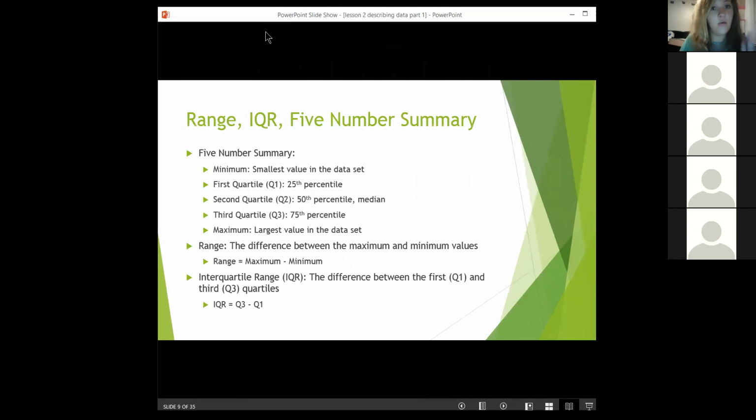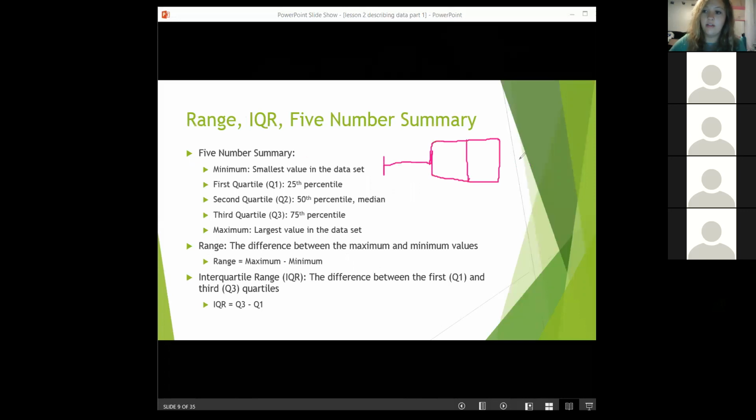Okay, so more stuff on quantitative variables. We just have here our range, IQR, and our 5-number summary. Our 5-number summary is viewed really easily, as we've been showing, on a box plot. Our minimum is our smallest value, and then our first quartile is going to be here. Second, our median. Third, where 75% of the data lies below it. And then our maximum.